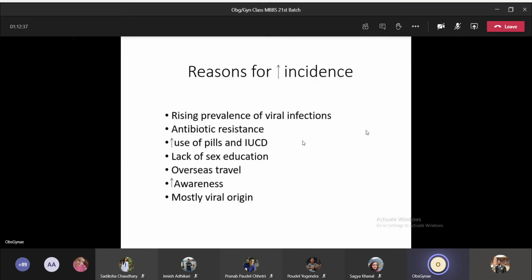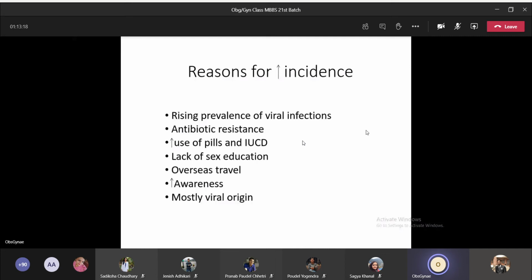And most of the bacteria are resistant to antibiotics, so newer generations of antibiotics are developed, even though there is resistance. Another cause is the increased use of pills and IUCD instead of condoms, because they are easy and compliance is higher. People mostly use these methods of contraception, and because of this there is a chance of increasing incidence of STIs. Condom is better in this case.